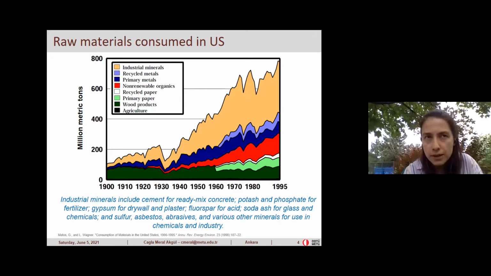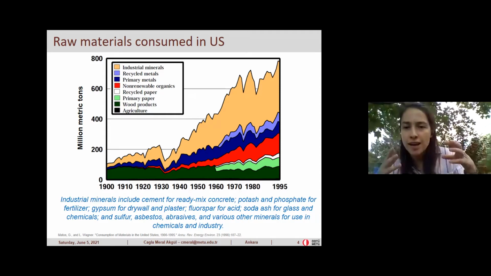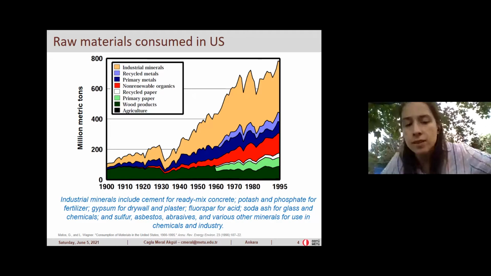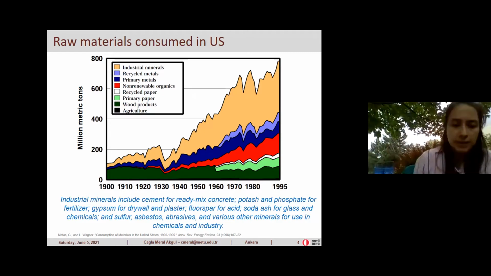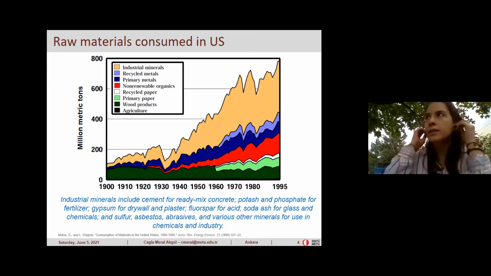Industrial minerals, when I say industrial minerals, this includes cement. This includes concrete. So most of the materials that as civil engineers we use are actually included in this industrial minerals part. Potash and phosphate for fertilizers, gypsum for drywall and plaster, fluorspar for acid, soda ash for glass and chemicals. And these are all included in the industrial minerals.